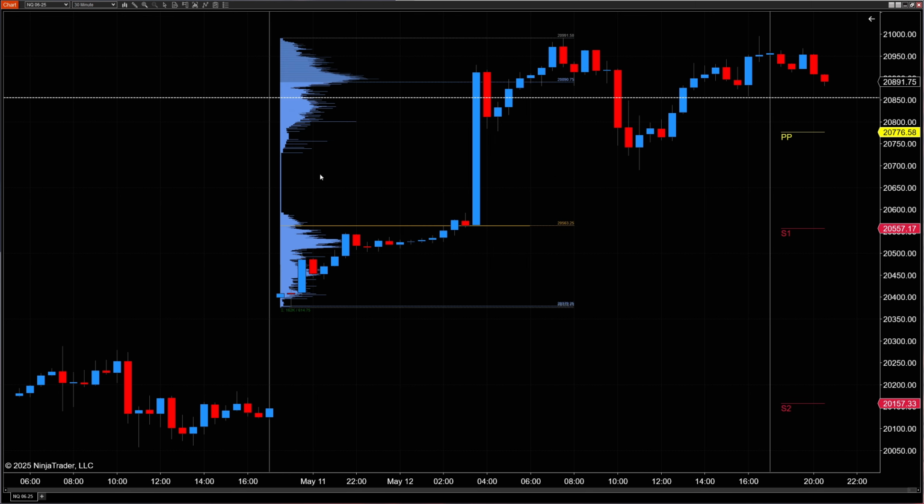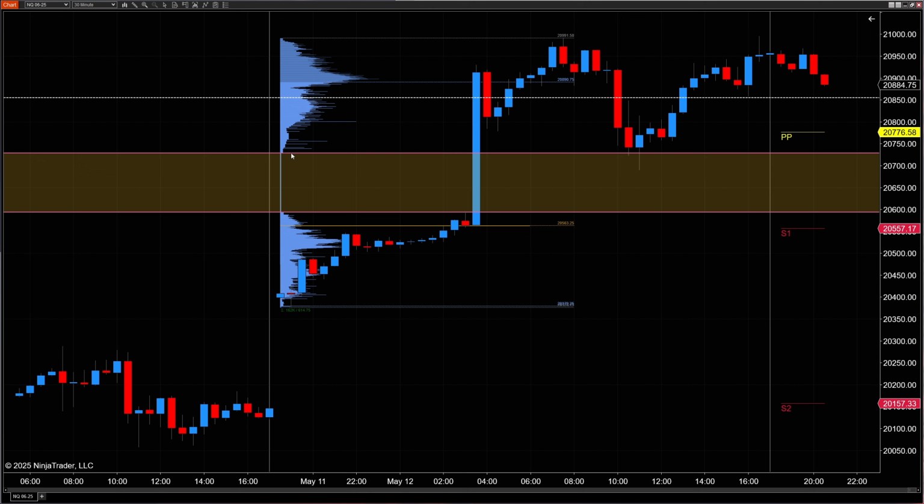Now, when we look at this profile, we can still see this whole entire minus development area on the profile. So what I want to do in this instance is I'm going to shade this area out. And we talk about this all the time on the live stream. Look right where we came into today.